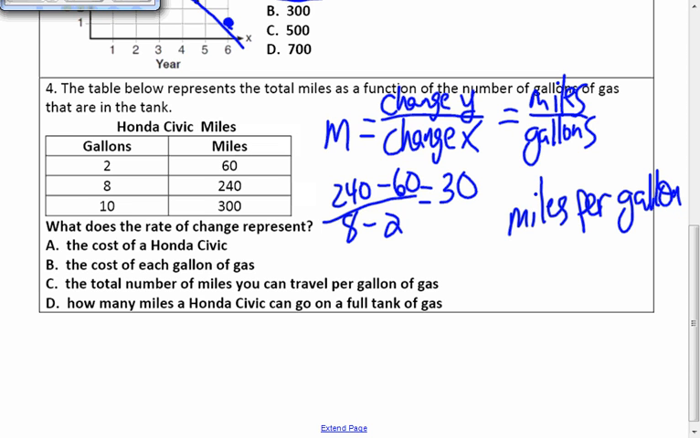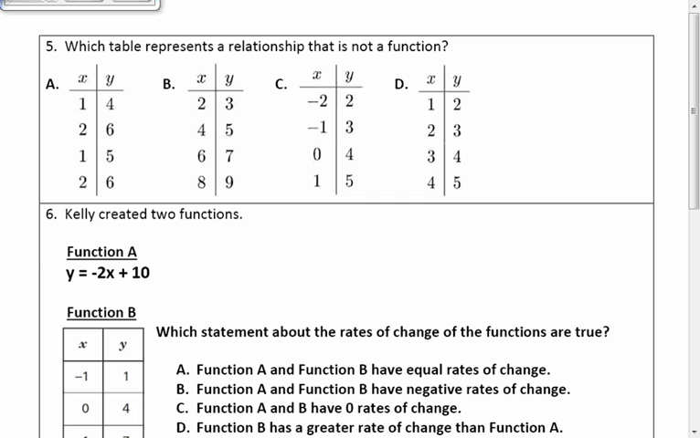The answer choice that matches this is choice C, the number of miles you can travel per gallon of gas. Okay, let's move on to the next page. Number 5, which one is not a function? So you need to look for the one that has an x value that goes to 2 different y values. Well, that's choice A. The x value of 1 corresponds to 4 and to 5.